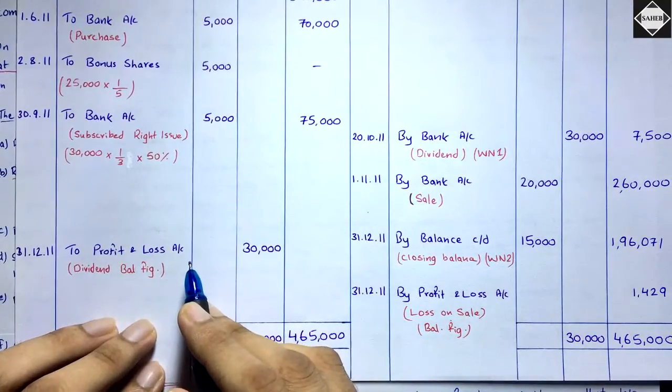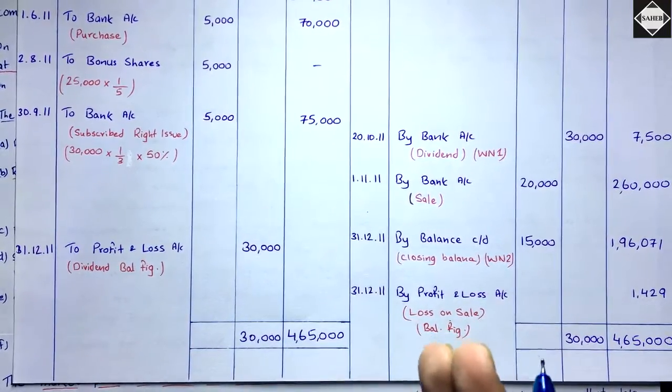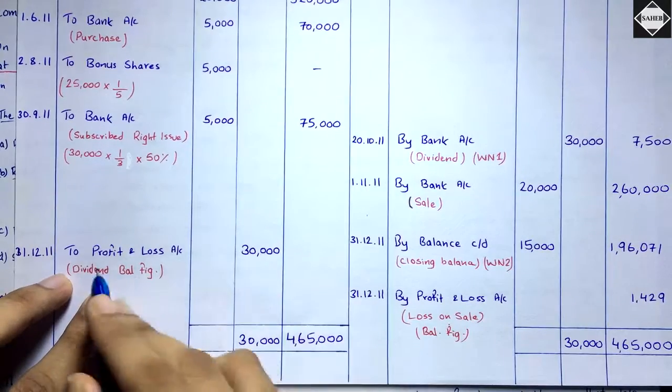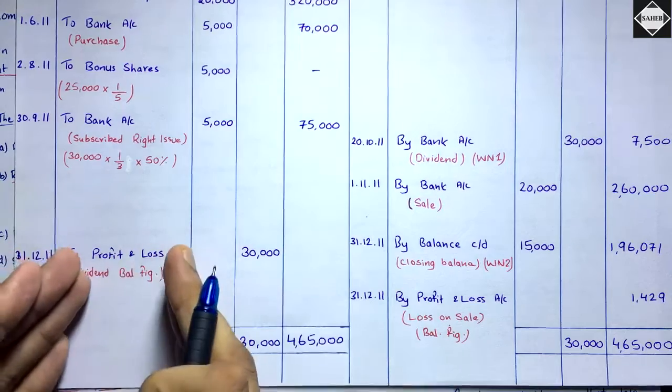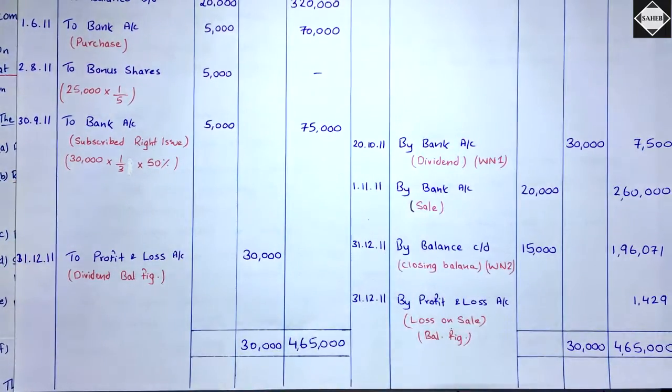It will hit profit and loss because it's an income account, right? Nominal account. All nominal accounts are closed. So that's what we are doing over here. Dividend account is being closed at the end of the year, and it is being transferred to profit and loss on the credit side. It's an income, right? Here it will come on the debit side in the dividend column. In the profit and loss it will go on the credit side, right?